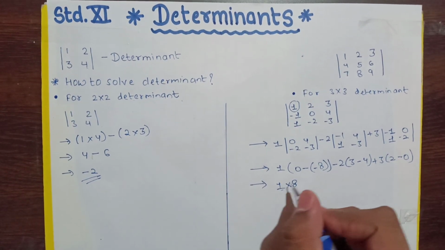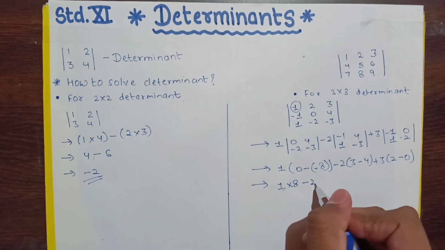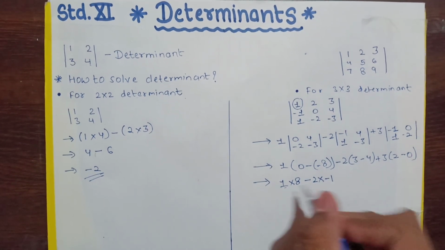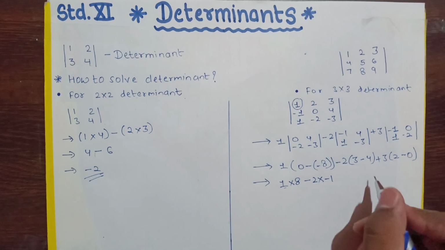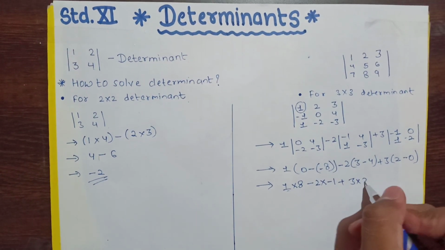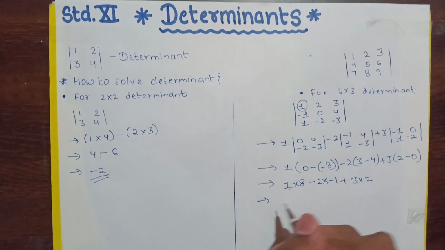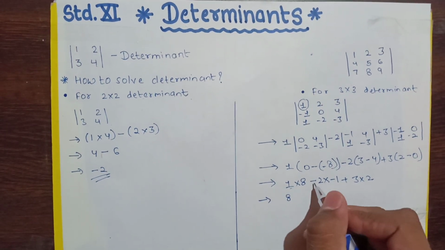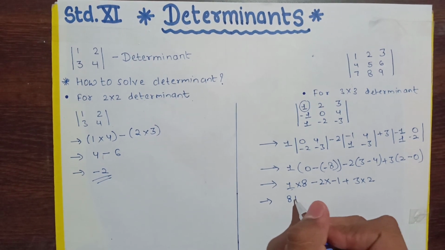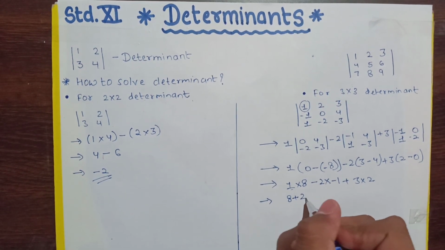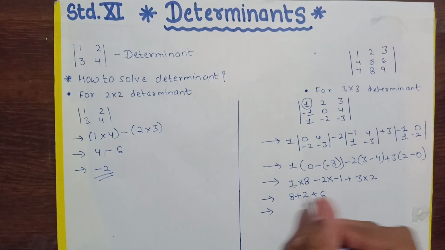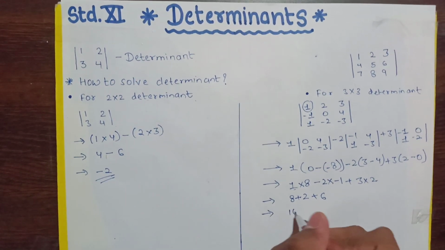Now this will be minus 2 into 3 minus 4 is minus 1, and the next step would be plus 3, and 2 minus 0 is 2, therefore multiply by 2. 1 into 8 is 8. Minus 2 into minus 1 is plus 2. Plus 3 into 2 is 6. So our answer would be 8 plus 2 plus 6 equals 16.